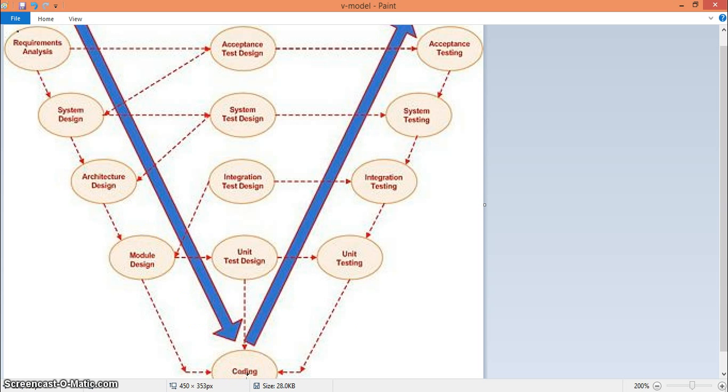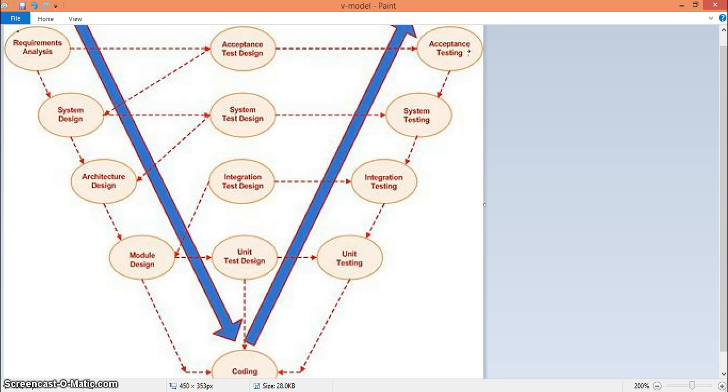So from coding you get into a unit test design and you do unit testing. From module design you reach integration test design and do integration testing. Thereafter you reach system test design and system testing, and finally the acceptance test design and acceptance testing. So for every phase in the software development life cycle, you have a corresponding activity going on in testing. So both of them happen simultaneously.